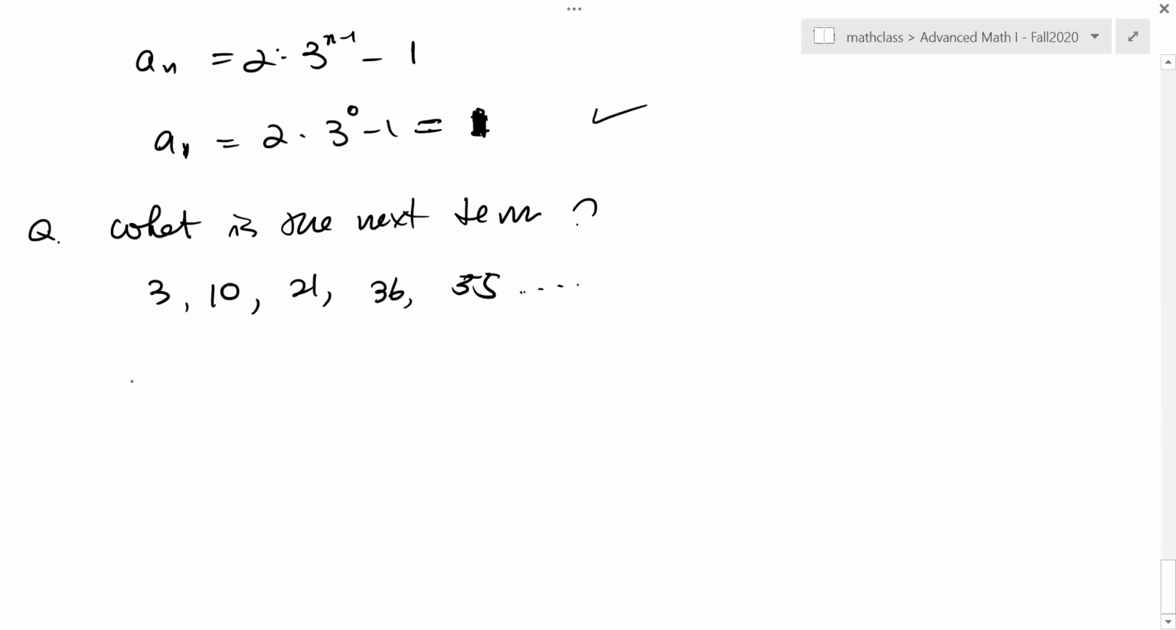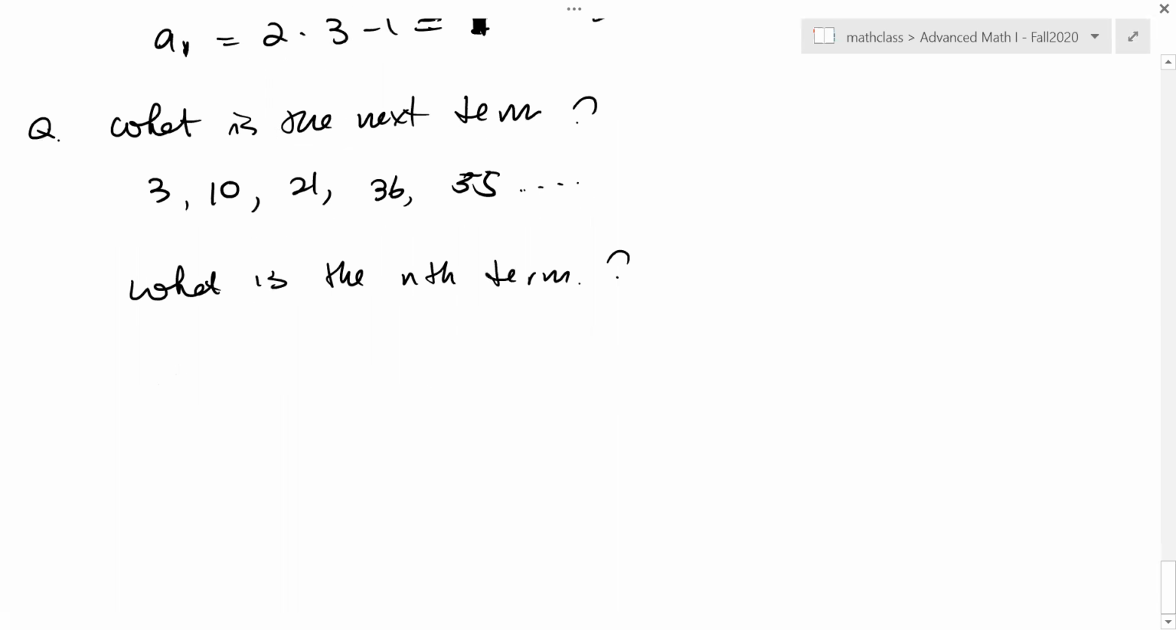Of course, maybe you can find out what the nth term is. But find out the next term first.